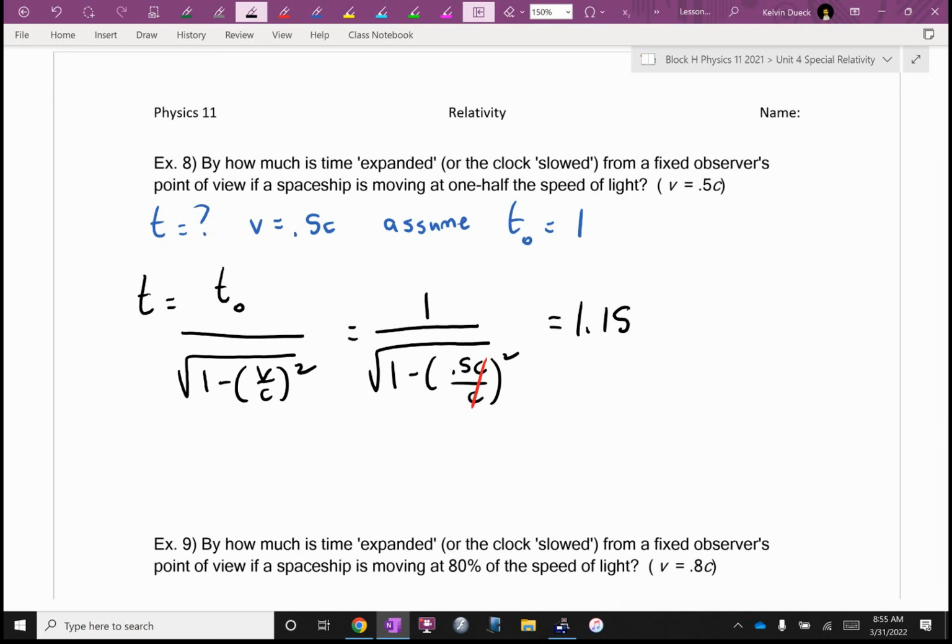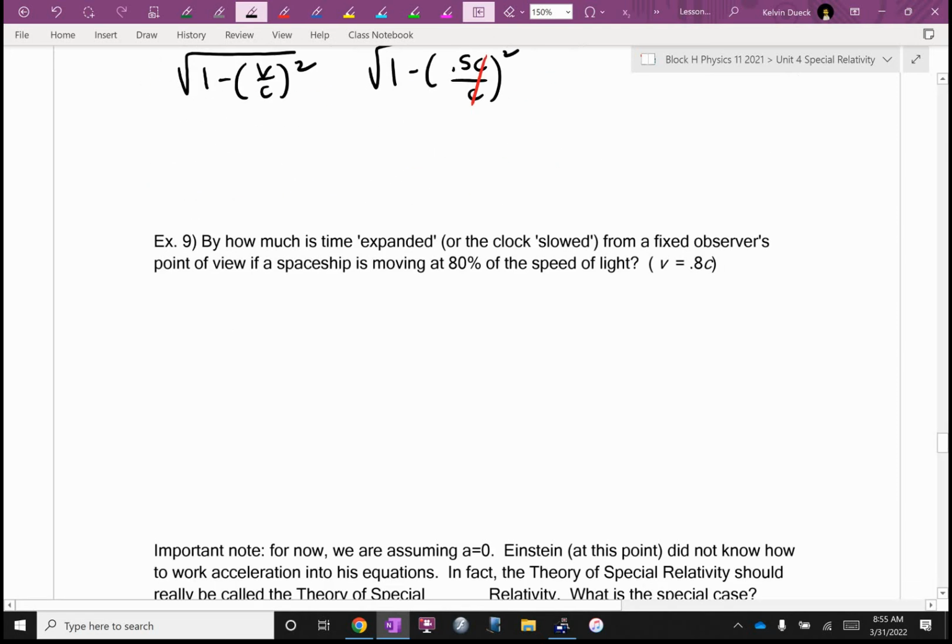So at half the speed of light, it's noticeable, but even that's not like crazy skewing things. You're off by about 15%. But it's not like you'd be coming back and finding everything changed. Let's go a little faster. What if we go at 80% of the speed of light?